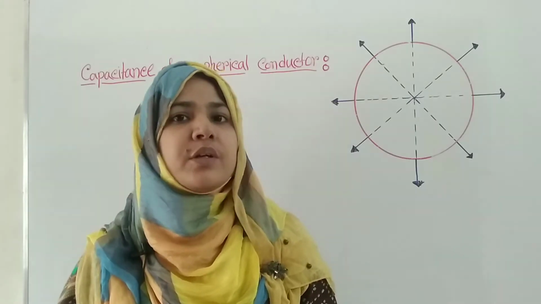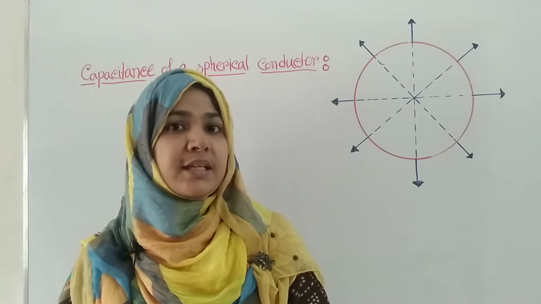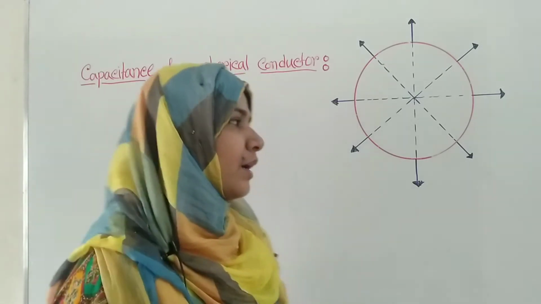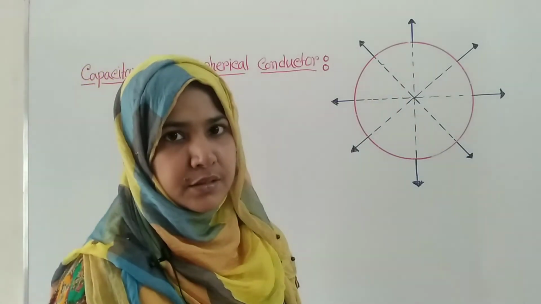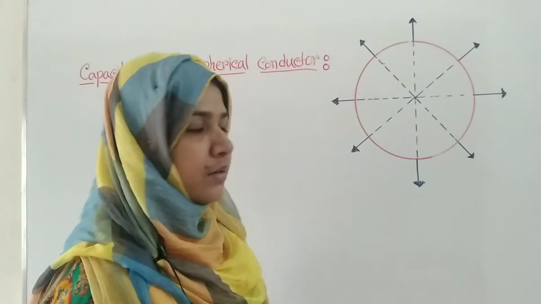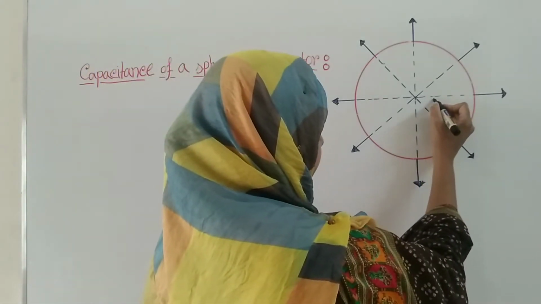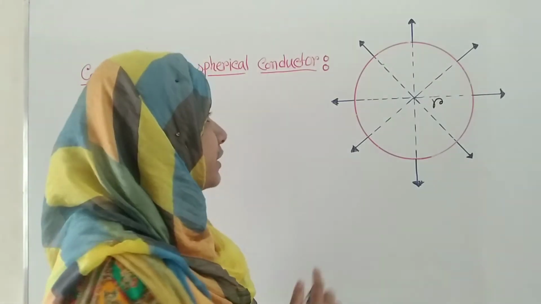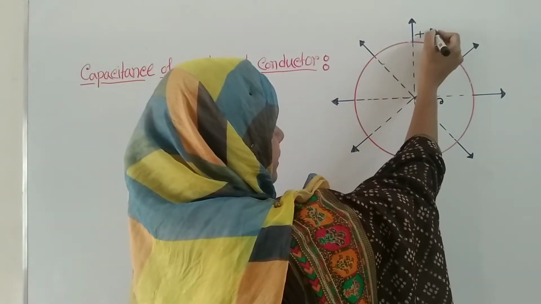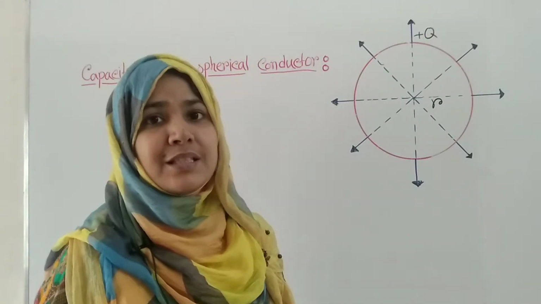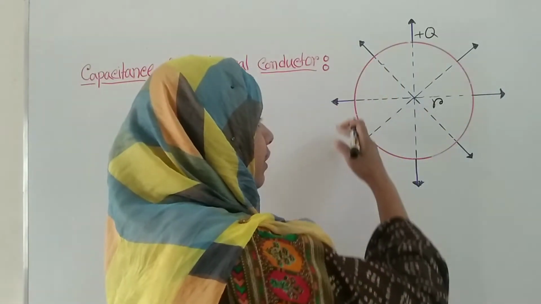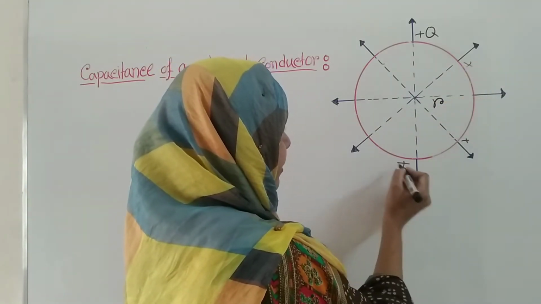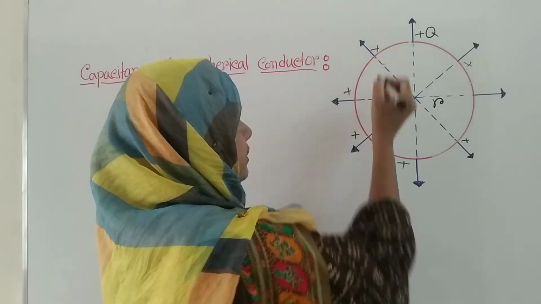Students, now I am going to derive how we can calculate the capacitance of a spherical conductor. Here you can see that this is a spherical shaped conductor. Suppose the radius of the conductor is r. If we put plus q amount of charge on the conductor, then this charge will be equally distributed on the surface of the conductor. That means everywhere we will get plus q amount of charge.